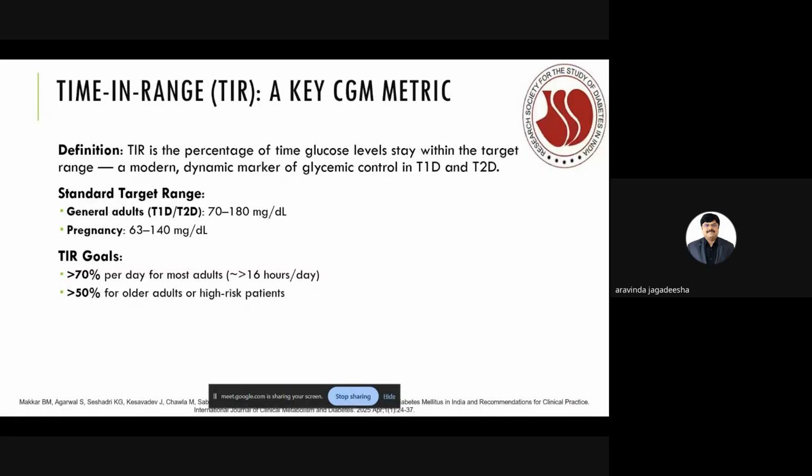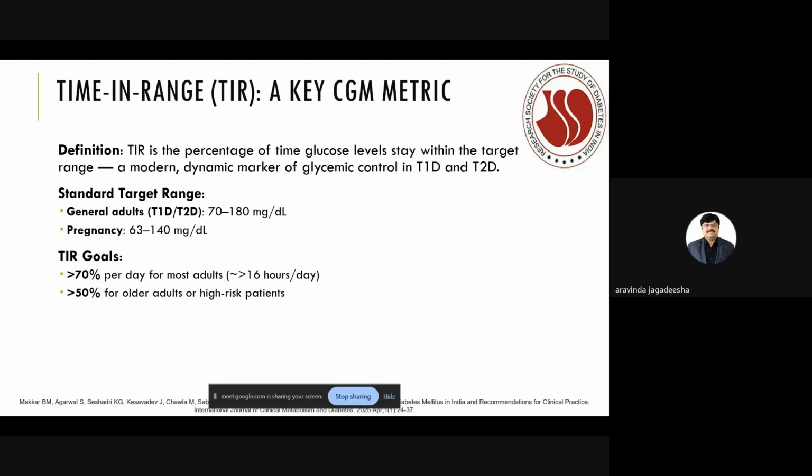So the definition, you can see TIR is the percentage of time glucose levels stay within the target range, a modern dynamic marker of glycemic control in type 1 and type 2 diabetes. A standard target range for general adults, we usually keep at 70 to 180 milligram per deciliter. For pregnancy, it is maybe still tighter, 63 to 140 milligram per deciliter.